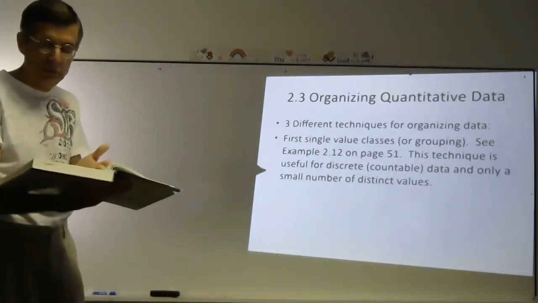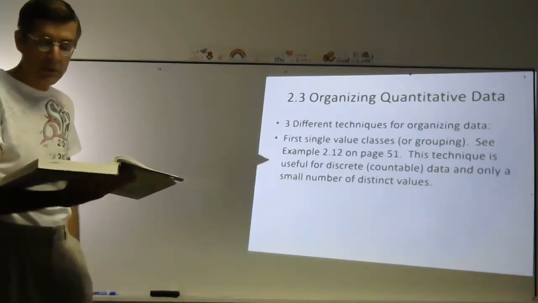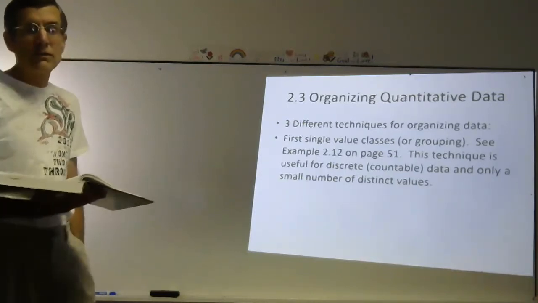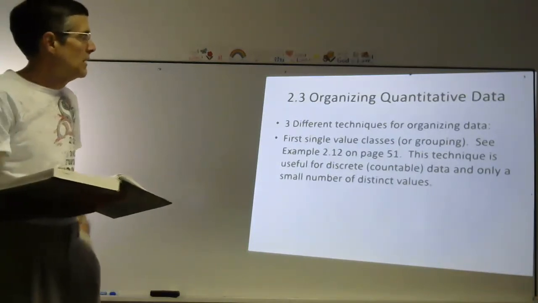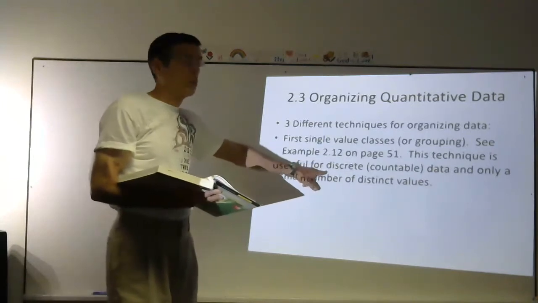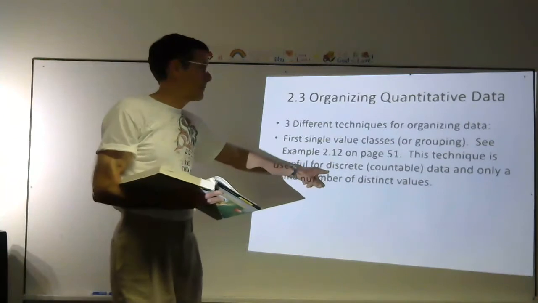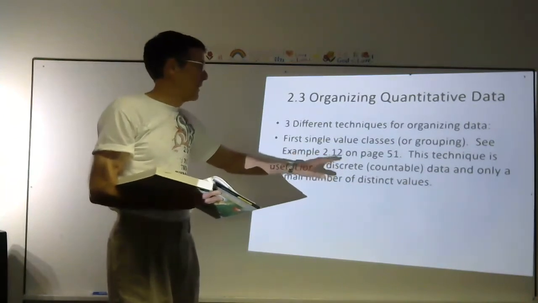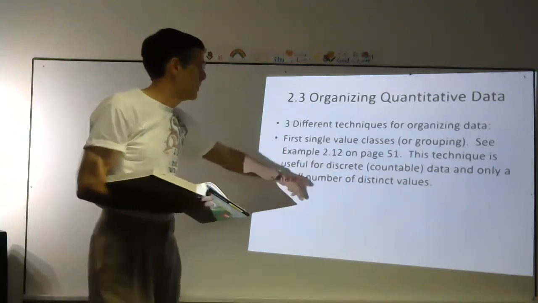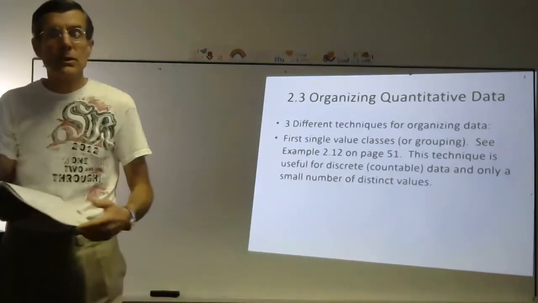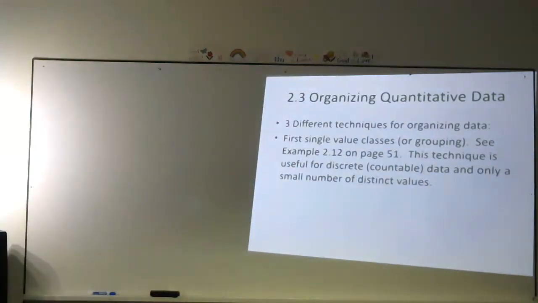You can see the frequency chart there in the middle of page 51, okay, and the relative frequencies for the 7 different categories from 0 through 6, okay? It's very useful for discrete. That means, if you recall from our last time together, no decimals. It's countable data, mostly whole numbers, and a small number of distinct values, okay? That's called single value grouping.